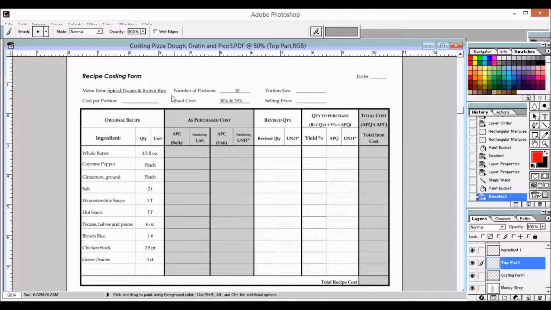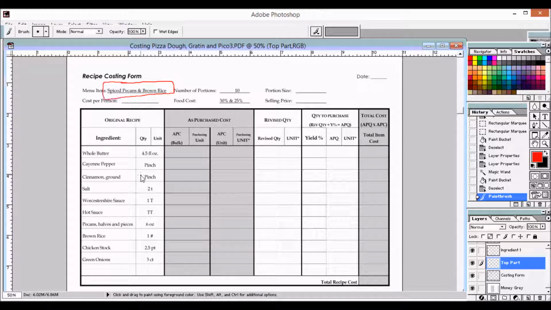So what I have for you here is a recipe for spiced pecans and brown rice, and I just got this recipe out of the On Cooking textbook. If you want to look at it, it's pretty easy to find. You just go to the index and look it up. It makes 10 portions right here, and here are all our ingredients.